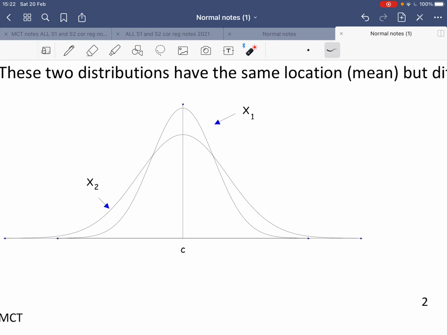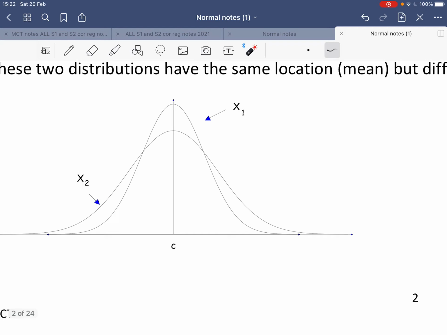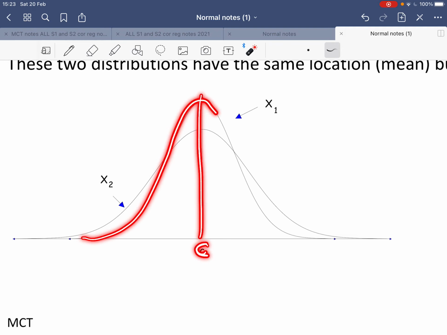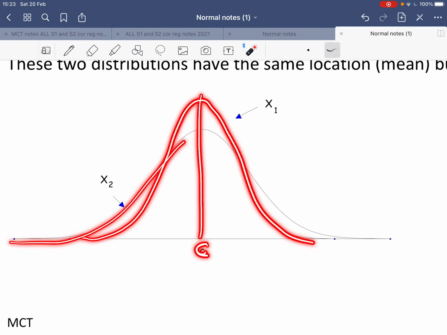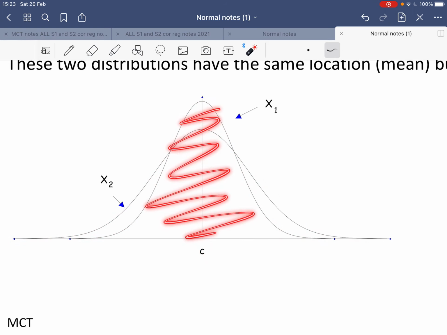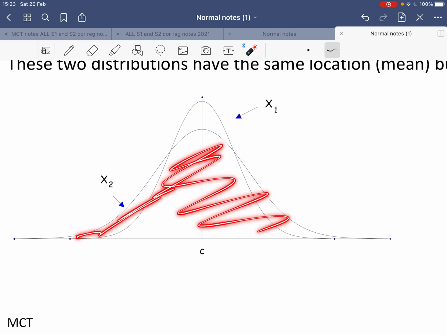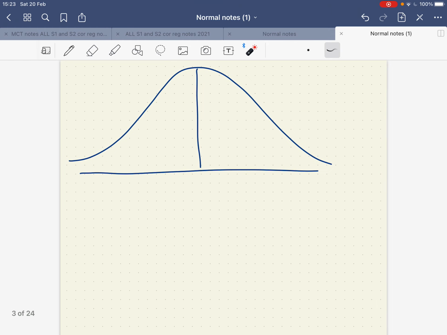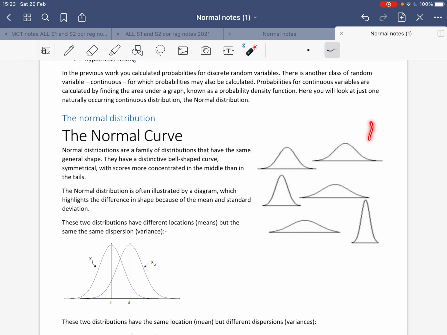Whereas in this diagram here, they've got the same dispersion, they're the same spread out. Sorry, they've got the same mean rather, but they're differently spread from each other. Yeah, one's there and one's there. Okay, imagine the area under the curve was the same for both of these, so that one's more spread out. So same dispersion, different mean; same mean, different dispersion. And there were just lots of different normal curves there.